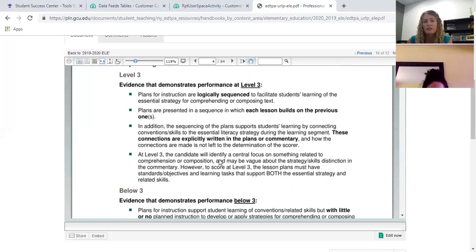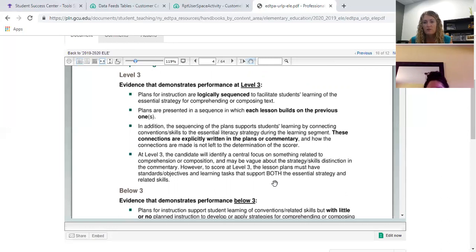Also at level 3, the candidate will identify a central focus on something related to comprehension or composition and may be vague about the strategy and skills distinction in the commentary. However, to score level 3 in the lessons, they must have the standards, objectives, and learning tasks that both support the essential literacy strategy and related skills. That means whatever instructional activities you're doing must be directly related to supporting the essential literacy strategy and related skills. I know sometimes with these textbooks for English language arts, these teacher's guides, they try to infuse so many other concepts into the lesson for the day.